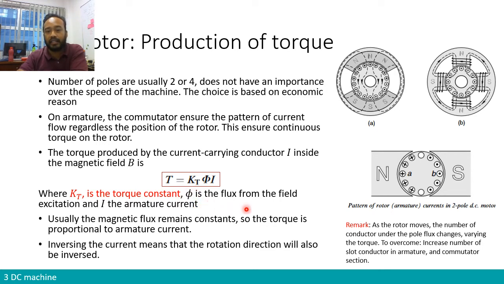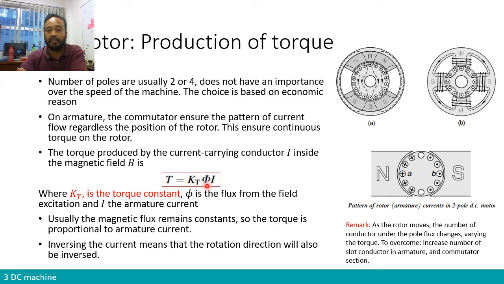Phi is the flux from the field excitation. Field excitation means that if it is a permanent magnet, then it is the flux from the permanent magnet. If it is a wound stator, then it is the flux from the winding. And I is the current inside the armature of the rotor. Okay, so the torque is proportional to the current with a certain coefficient KT.